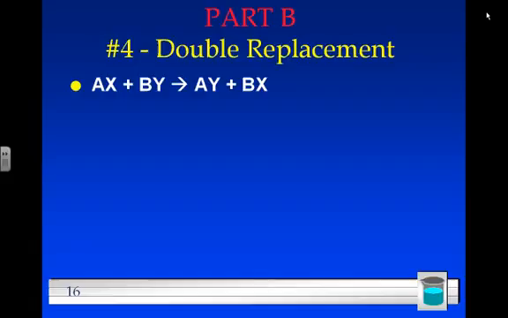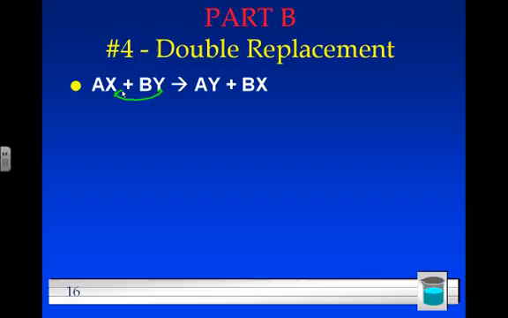It could be any letters, and I'm using A's and X's and Y's and B's here, but it's AX plus BY goes to AY plus BX, as you can see. And what's happening is, depending on how you look at it, the A and the B are switching, or else the X and the Y, in this case, are switching. So two things are switching.